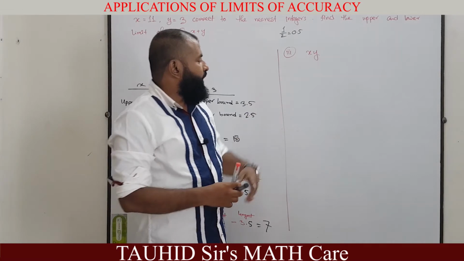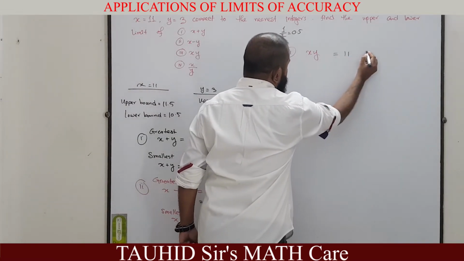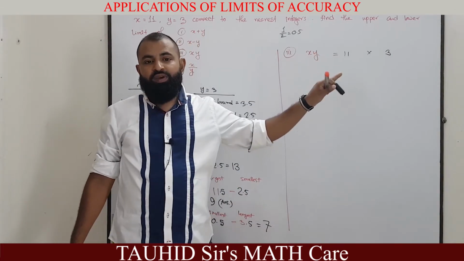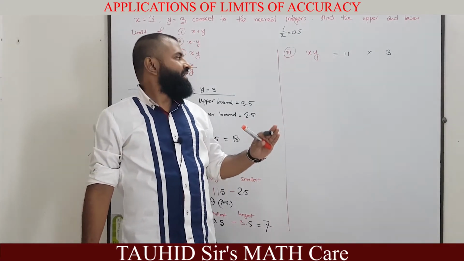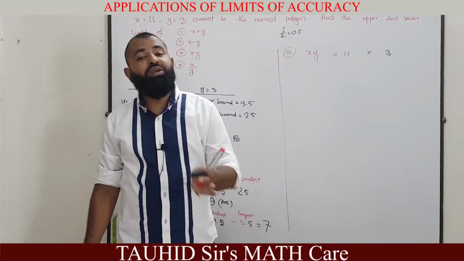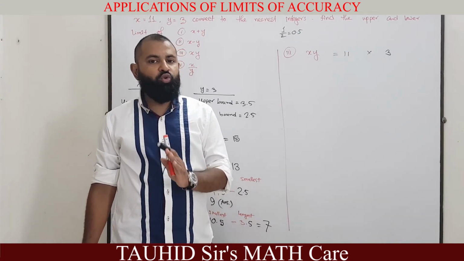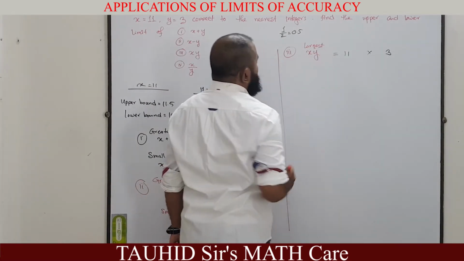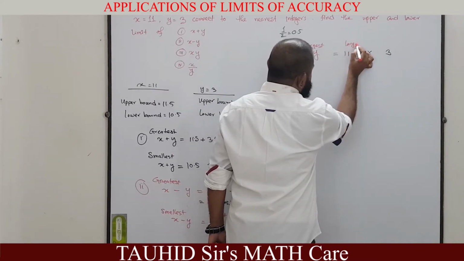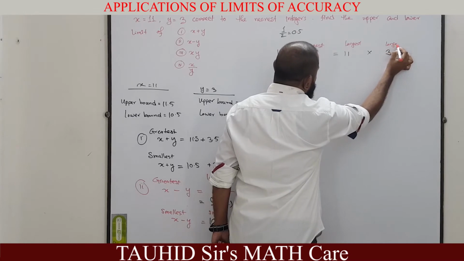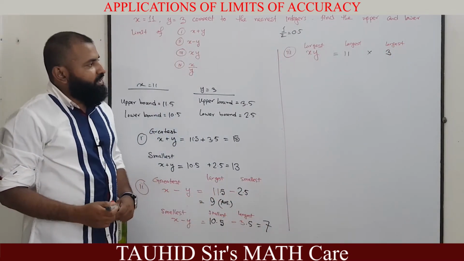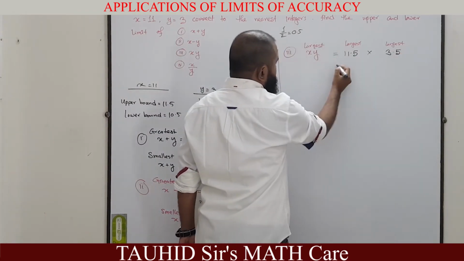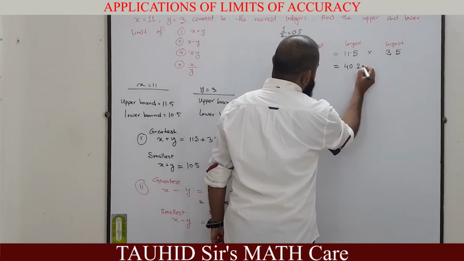Now what about xy? Normally xy equal to 11 multiplied by 3. It would have been the value if x were given exactly 11 and y were given exactly 3. But we are told that x is not exactly 11. X is 11 correct to the nearest integer. So while calculating the largest value of xy, we must use the largest value of x and largest value of y. So largest value of x is what? Here you can see that this is 11.5 and largest value of y is 3.5. So the largest value of xy is 40.25.